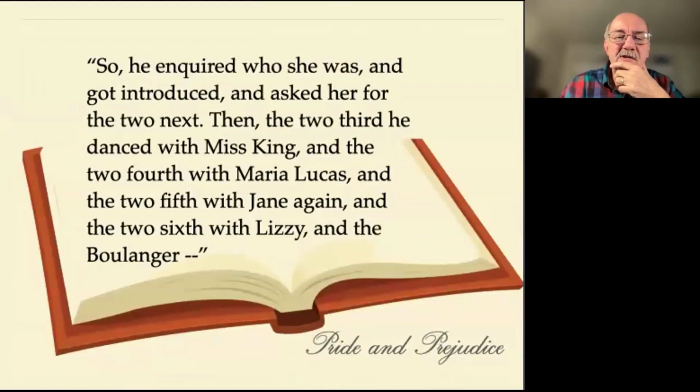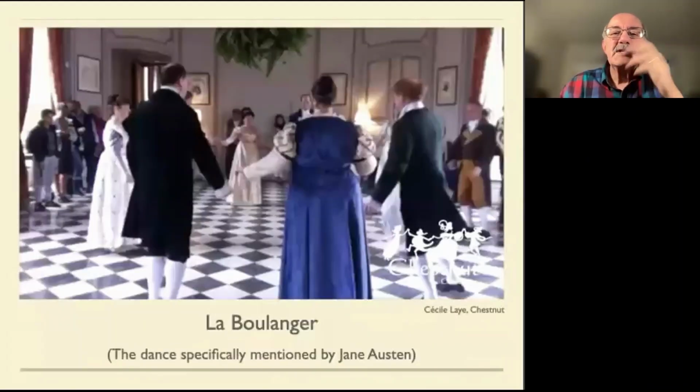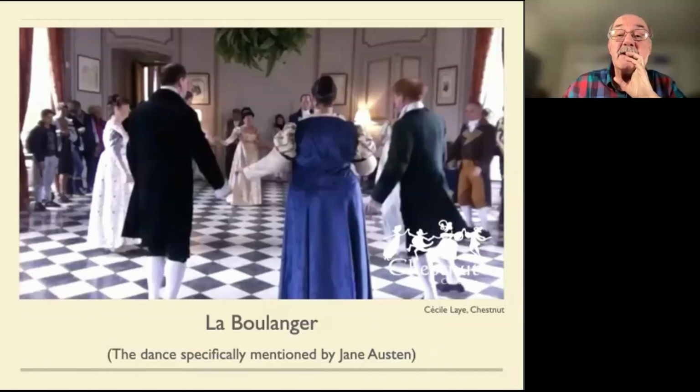Here we are in Pride and Prejudice, the 2/3 dances, the 2/4, everything in pairs, and the final dance, the Boulanger. And here's what that looks like. It's a distinctive dance that frequently brought an evening to a close. It's appropriate. It's a simple dance. And if you're tired and brain dead, remember that earlier reference, getting home at 5 in the morning? Well, this would be a good ending dance.